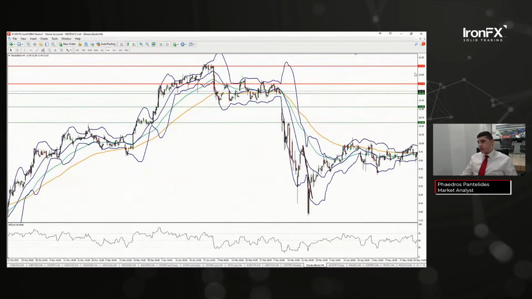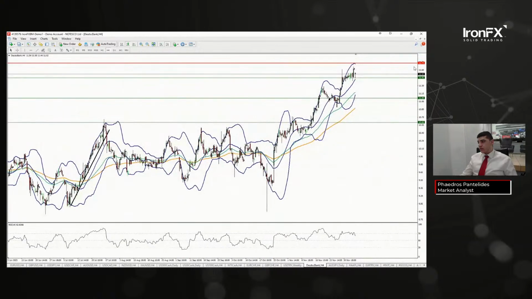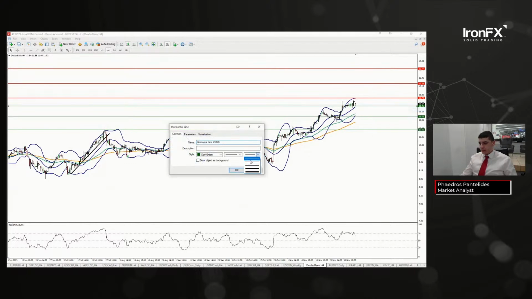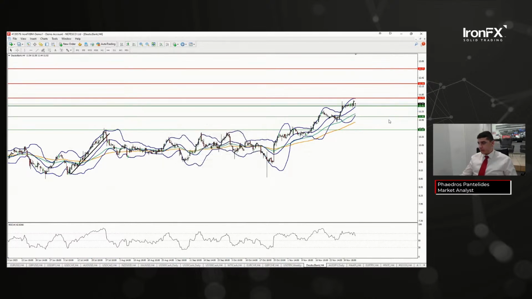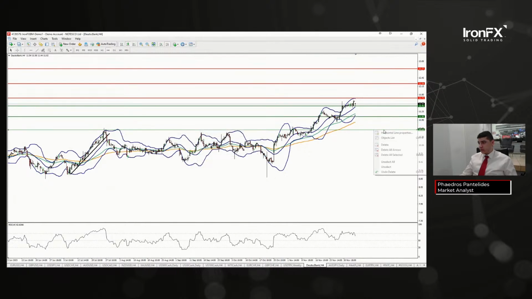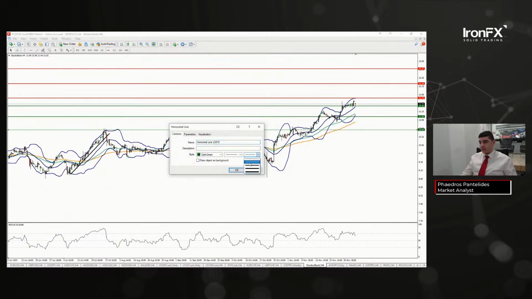So we've placed our support and resistance levels. 1173, 1224, 1277, Deutsche Bank, and then you have S1, S2, and then you have S3.